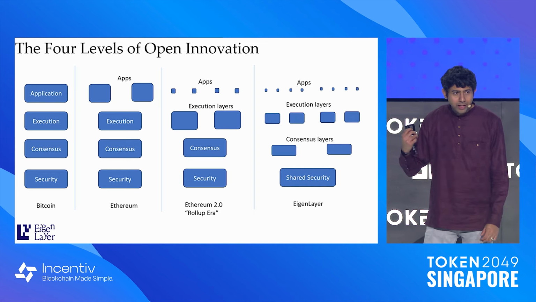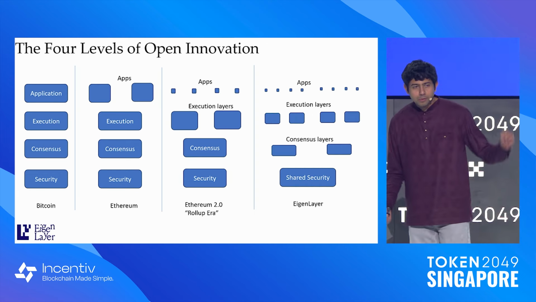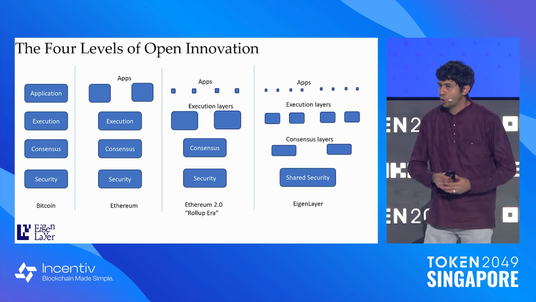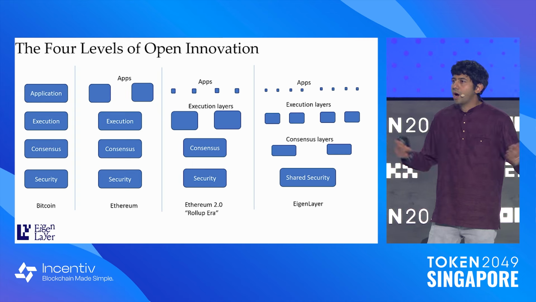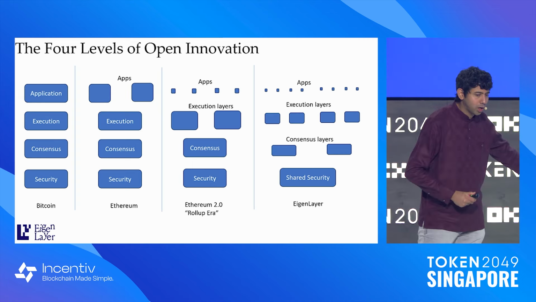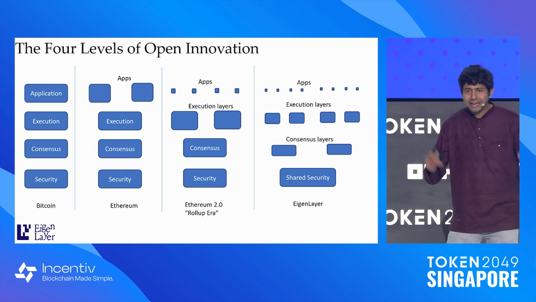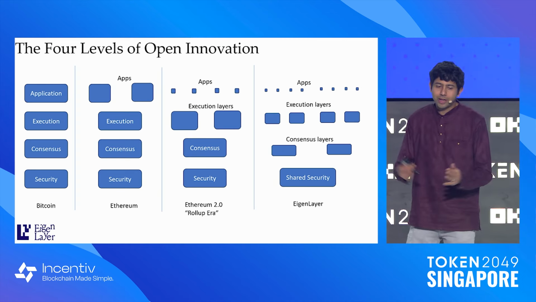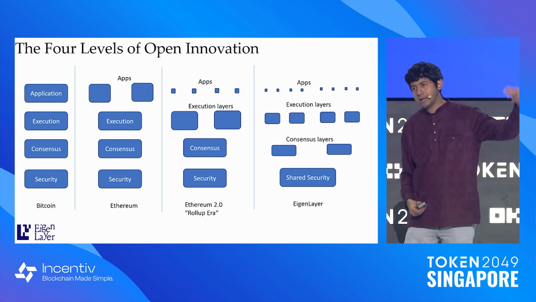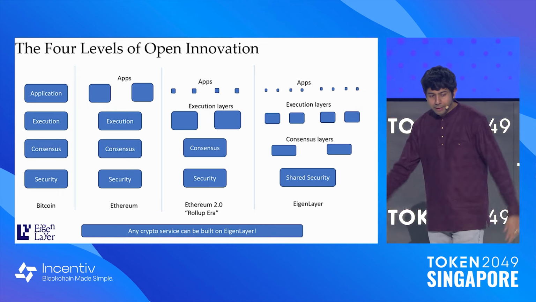What EigenLayer is doing is taking this permissionless innovation and making it even deeper. Even in Ethereum today, you can't change the consensus protocol, how nodes come to agreement. You can't ask the nodes to store more, run different hardware, stake a different token, none of that. That's what EigenLayer allows you to do. It's a common layer of shared security where you can run arbitrary new consensus protocols, new execution layers, and applications on top. Any crypto service should be able to be built on EigenLayer.